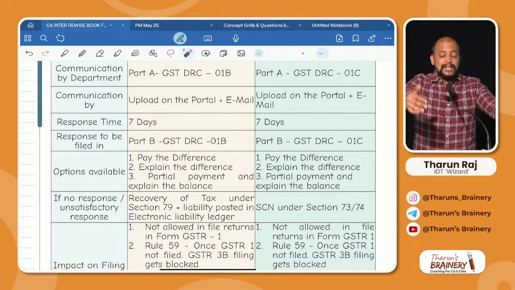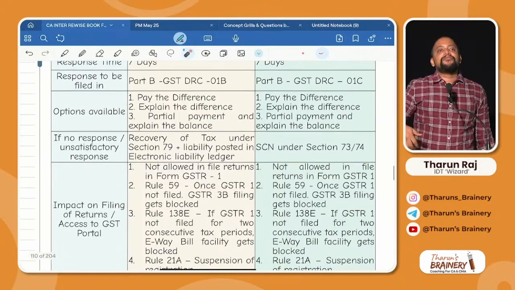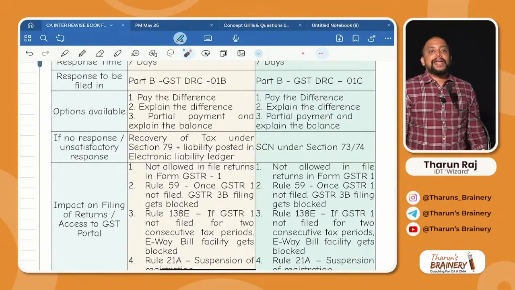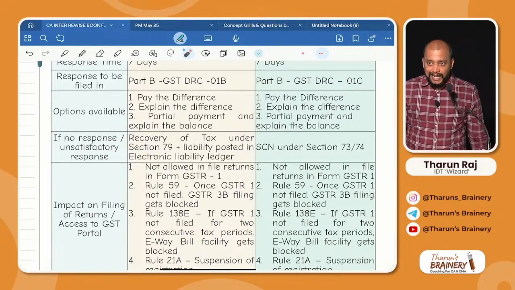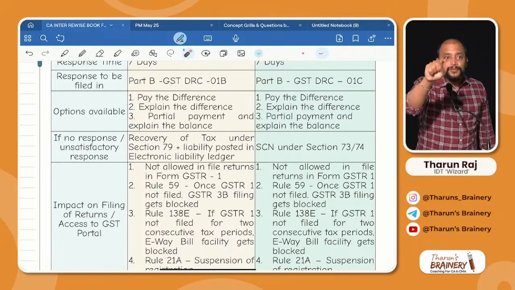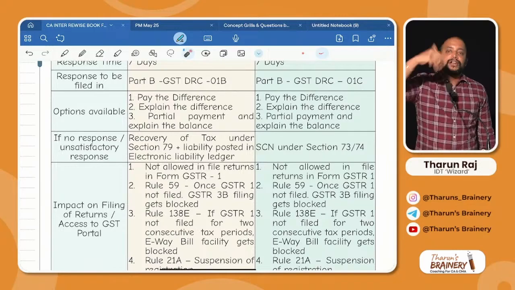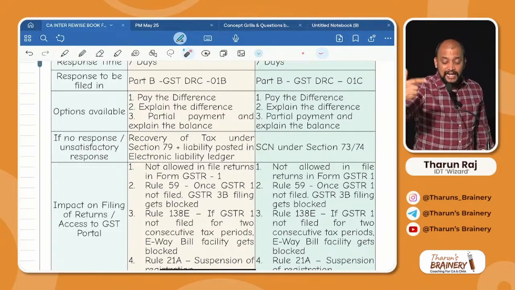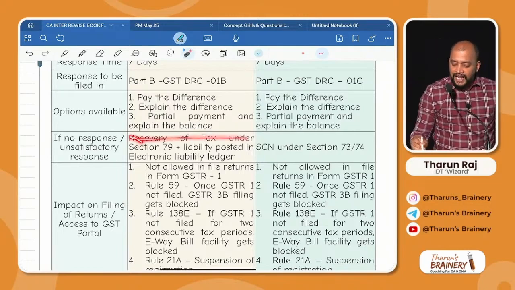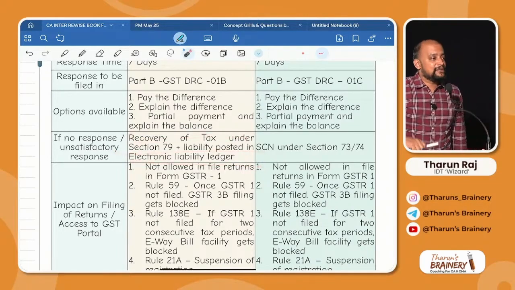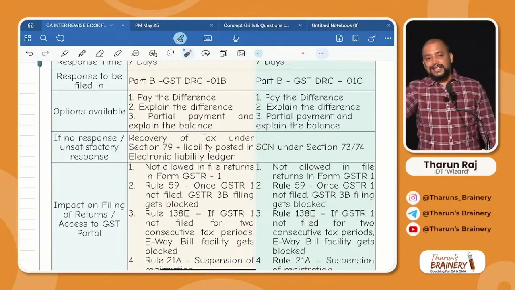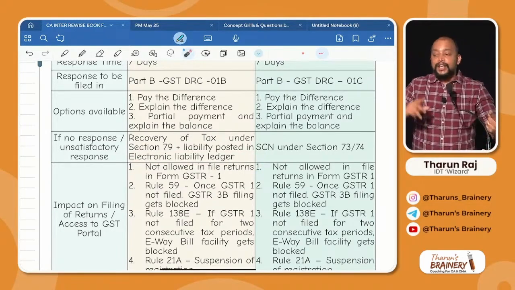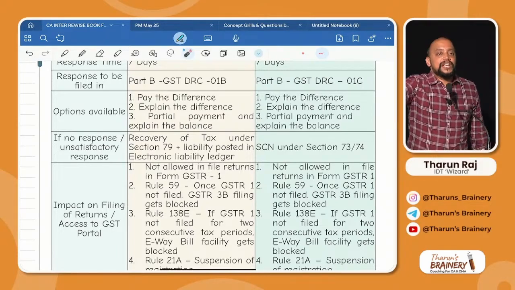Are you understanding? Then what will happen if we are not giving a proper reply or not making the payment? In that case, for 88C, you observe, no further notice. Already notice given. No further notice. Direct recovery. Is it clear? Direct recovery. See there. Recovery of tax liability. Liability posted in the liability ledger. But in the next case, 88D, another notice they will give. Already one notice, that is notice number 1. Now another notice they will give and then only recovery will be initiated.